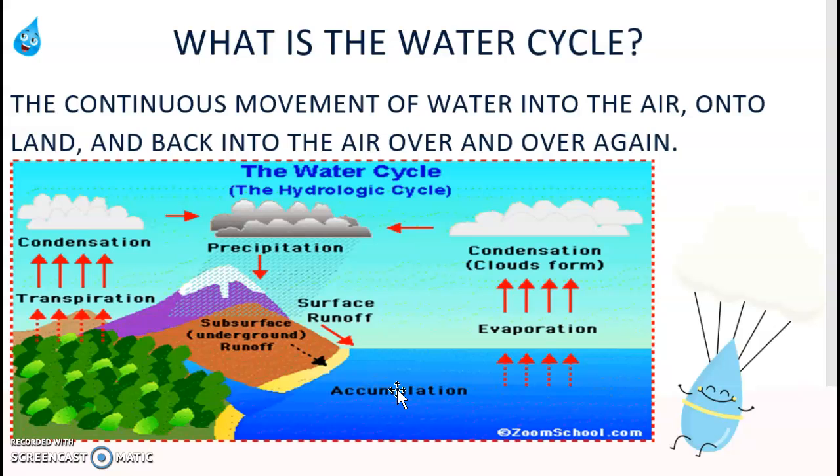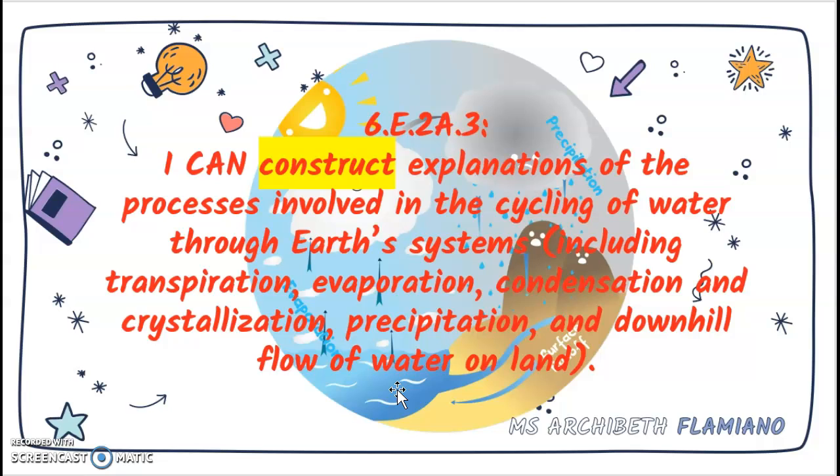So if you go back to our standard, it says, I can construct explanations of the processes involved in the cycling of water through Earth's systems. So I hope you understand now what transpiration is, evaporation, condensation and crystallization, precipitation, and downhill flow of water on land.